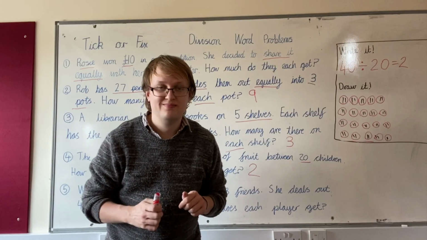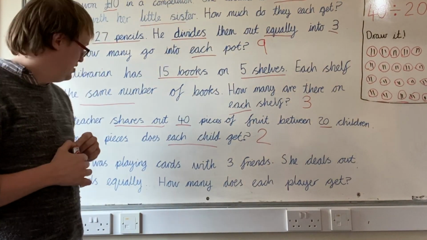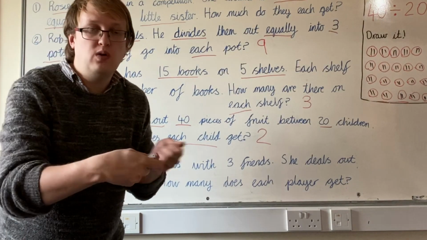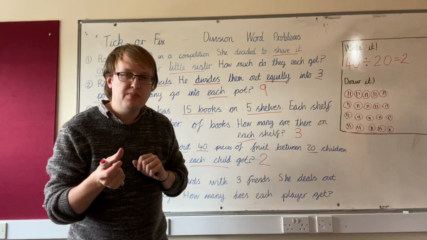Last question. Willow was playing cards with 3 friends. She deals out 40 cards equally. How many does each player get? This one might be a bit tricky.